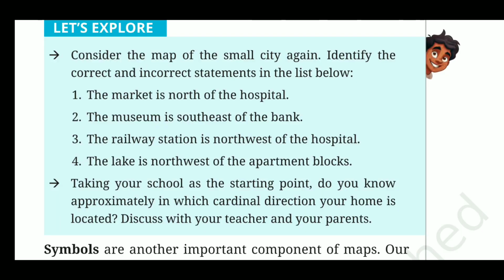Let's explore. Consider the map of the small city again. Identify the correct and incorrect statements in the list below. First, the market is north of the hospital. Second, the museum is southeast of the bank. Third, the railway station is northwest of the hospital. Fourth, the lake is northwest of the apartment block. Taking your school as the starting point, do you know approximately in which cardinal direction your home is located? Discuss with your teacher and your parents.